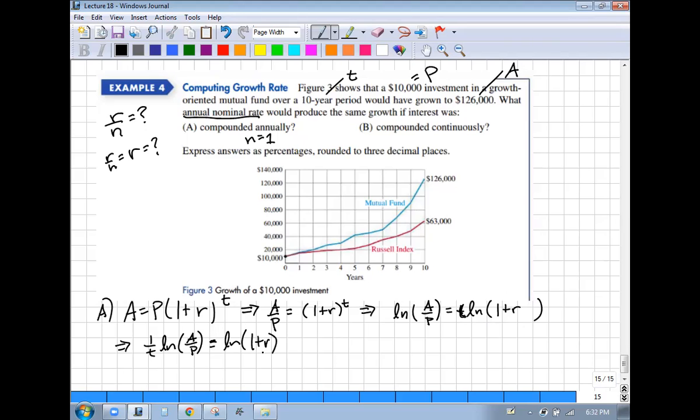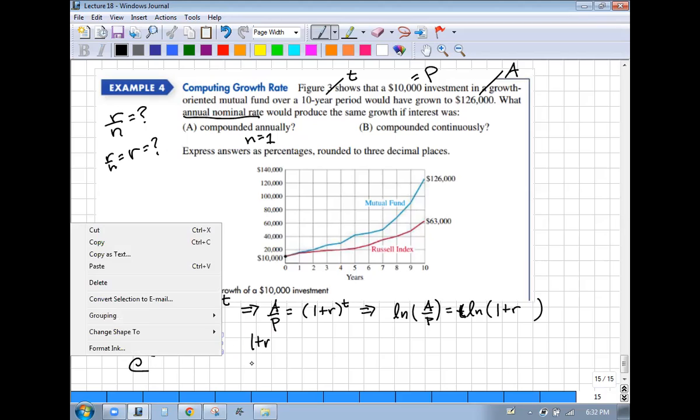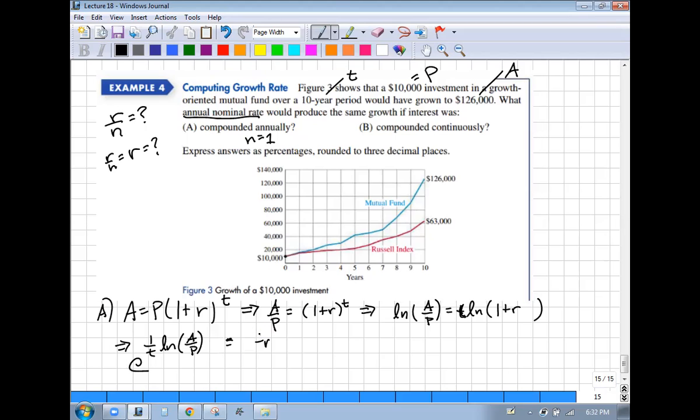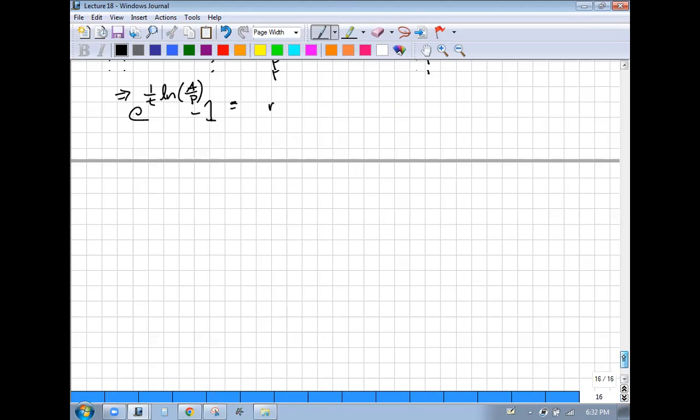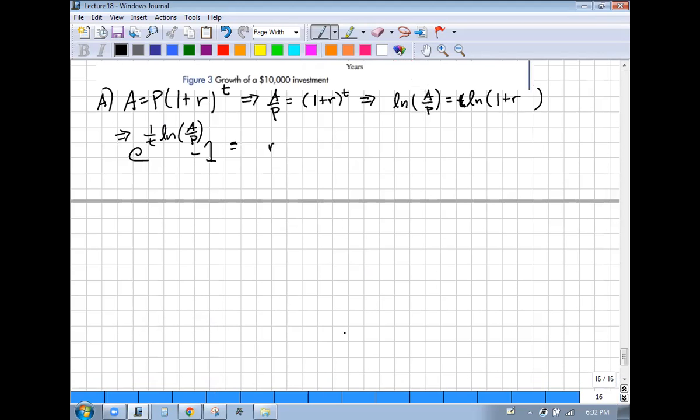So now to get to the R, I got to get out of the natural log. We could do e to the both sides. So this goes away. And then subtract 1 from both sides. So that's what R is. Let's see if we can plug in numbers. This is one of the ones that's easier to do by plugging in numbers first, right? Let's try that instead. So what were our values here?